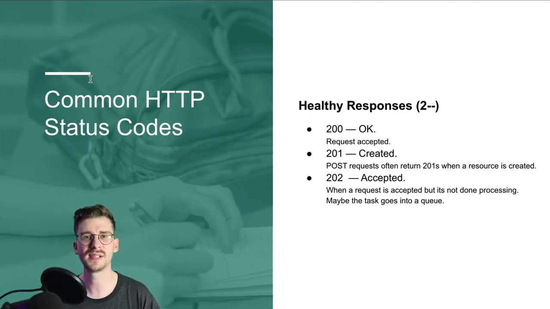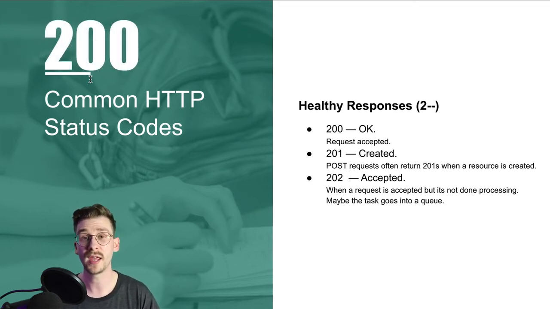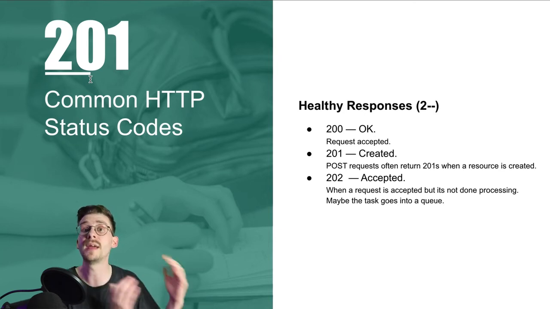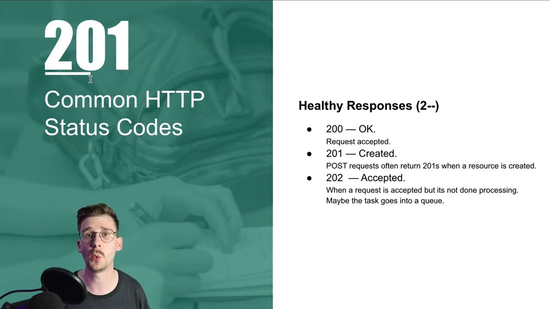A healthy response is in the 200 range. So we typically have 3 of them that we deal with. We have a 200, okay, that basically means your request was good, everything looks fine, and you have data returned. A 201 is a created request. Now this generally comes back from a post request, and that's the server saying, yep, everything was good, and we also made the resource for you. And a 202 means it was accepted, but the server's busy.